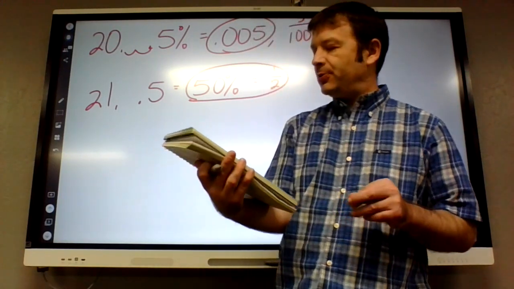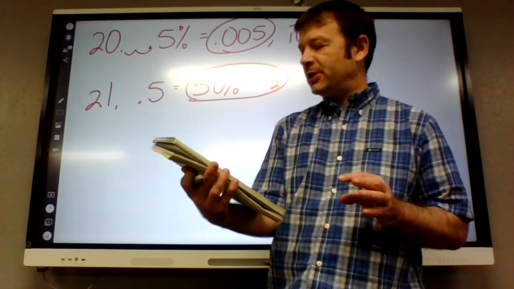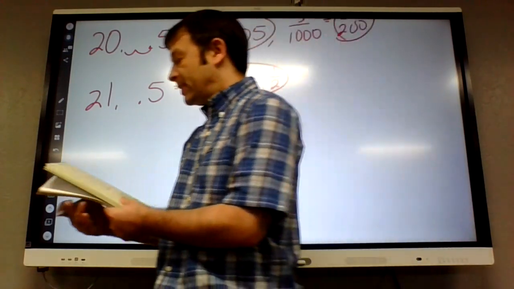On 22, how did we change the fraction into a decimal? 1/5 into a decimal? Divide. 1 divided by 5.